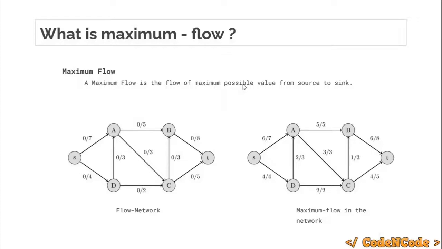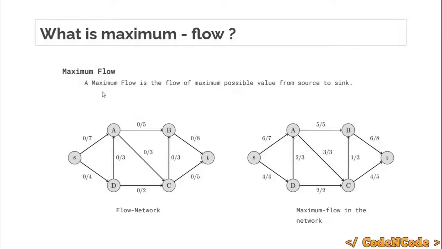So first of all, what is maximum flow, the problem that we are going to discuss? In this lecture we are going to see how the Ford-Fulkerson algorithm allows us to calculate the maximum flow of a given network. But the question is, what is maximum flow? Again, I have already explained this in the previous lecture.